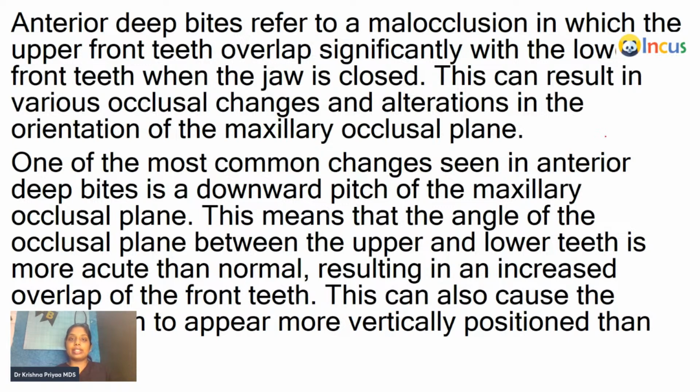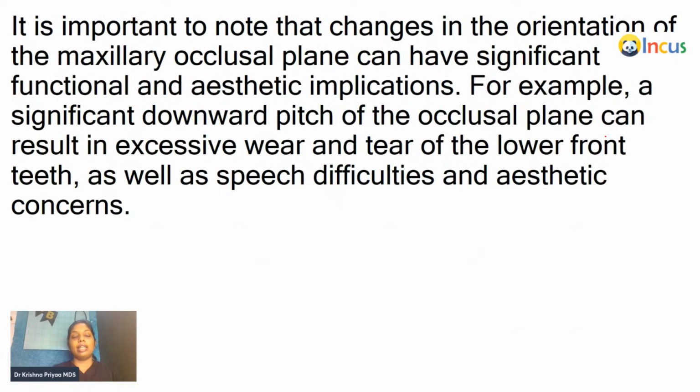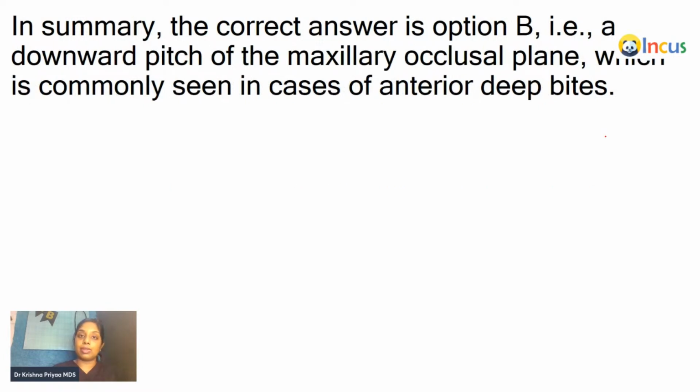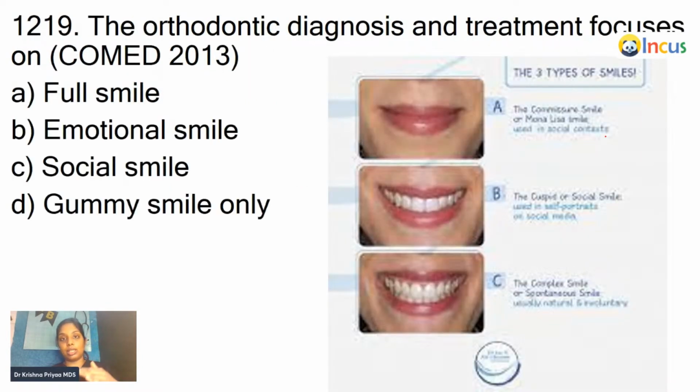And one of the common challenges seen in the anterior deep bite is actually downward pitch. This means that the angle of the occlusal plane will be like this. So it makes an acute angle and thereby the deep bite worsens. And it is also very important in changing the orientation of the maxillary occlusal plane. We have to correct the downward pitch of the maxillary plane by intruding the maxillary arch as such using skeletal anchorage systems or TADs. So that is one of the treatment plans for deep bite, but generally it is occurring because of the downward pitch of the maxillary occlusal plane.